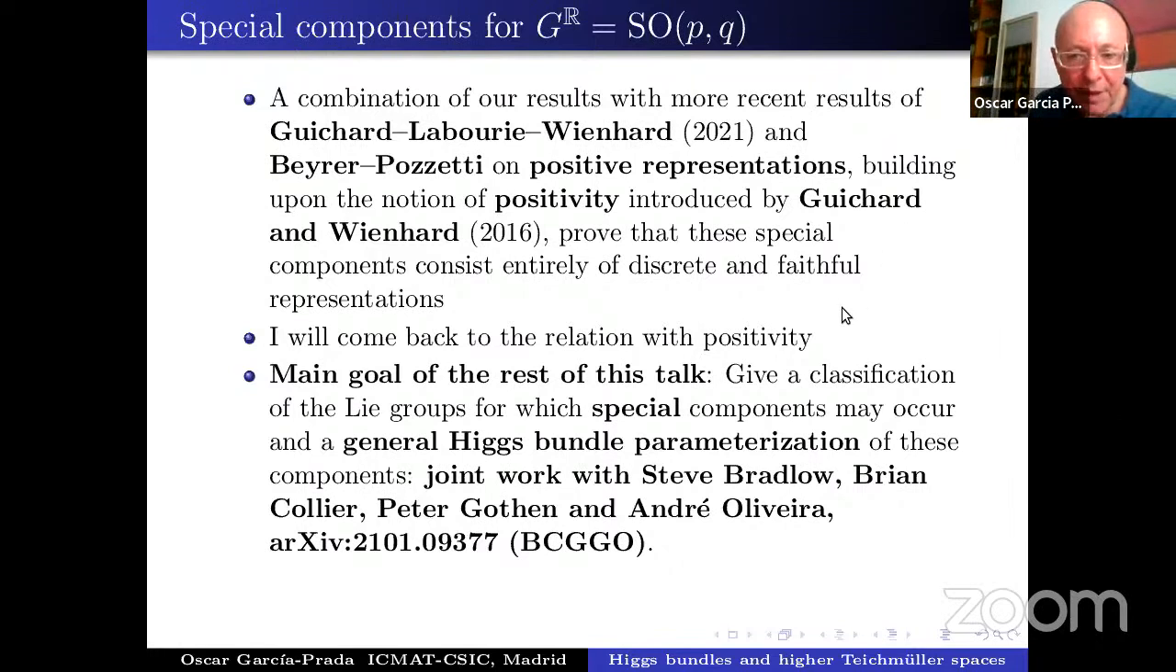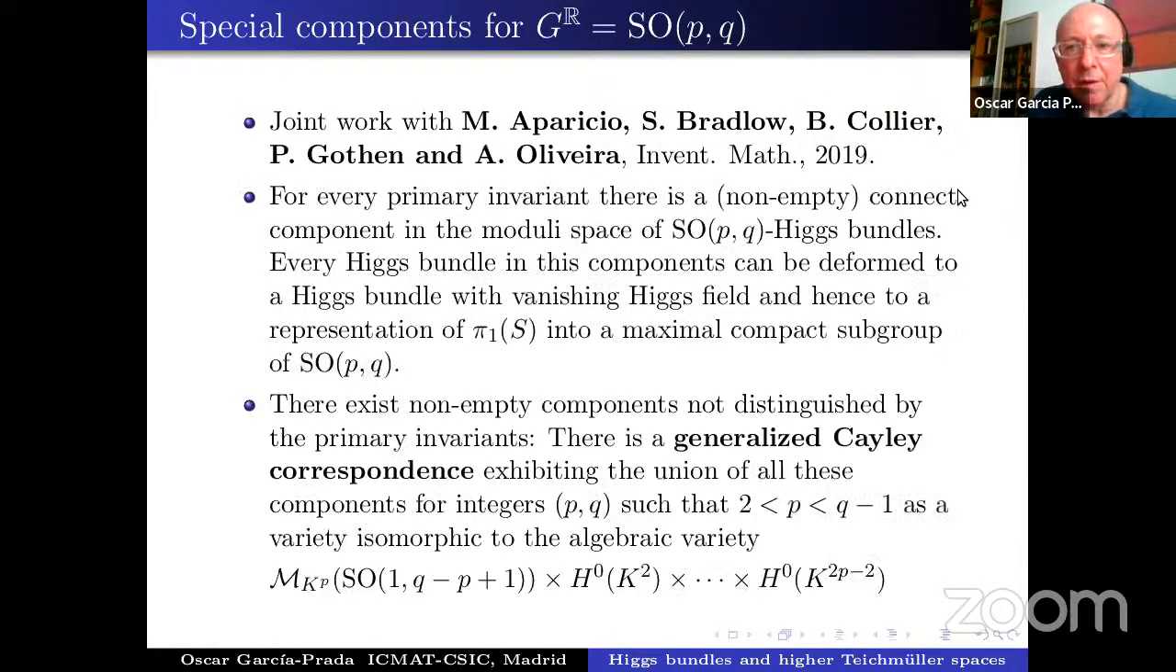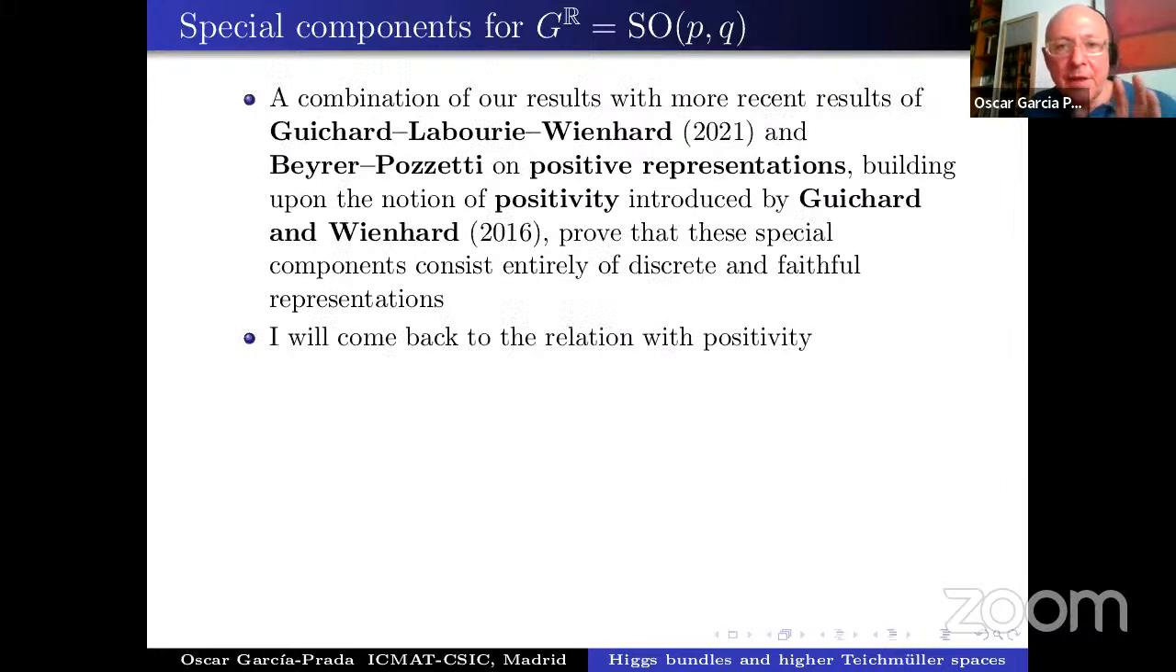So I think I was telling you about SO(p,q), right? I was saying that we found these special components for SO(p,q), and I will discuss why those components also have this property of being entirely discrete and faithful. This has to do with some work done by Guichard, Labourie, and Wienhard, based on previous work of Guichard and Wienhard on something called positivity. From their point of view, this was also evidence that something was happening for SO(p,q). That also gave us encouragement to revisit the previous work of my former student, Marta Paricio, in her thesis, and we wrote that paper.